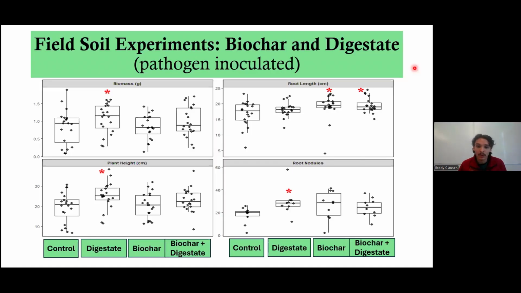And so in the experiments before, when there was no pathogen, we saw the biochar and digestate combination work the best. As we move into the pathogen being there, we see that it is the 10 grams per kilogram digestate amendment that seems to perform the best with the pathogen. So you see this increase in biomass, increase in plant height, and also an increase in root nodules. So again, when we put the pathogen in the soil versus when we don't has large implications for what these products are doing to the disease.